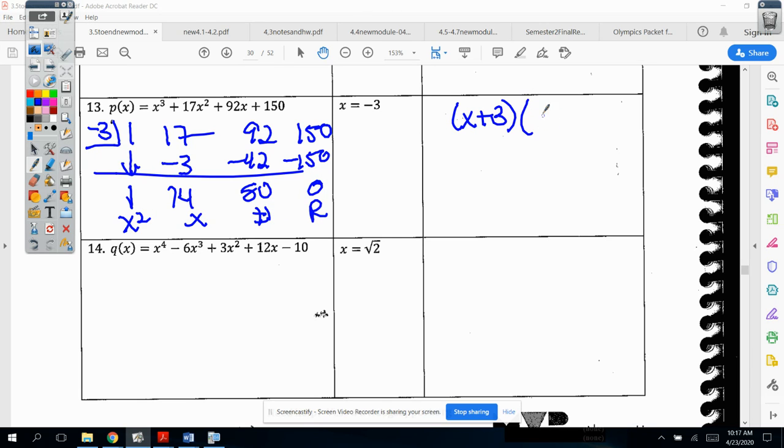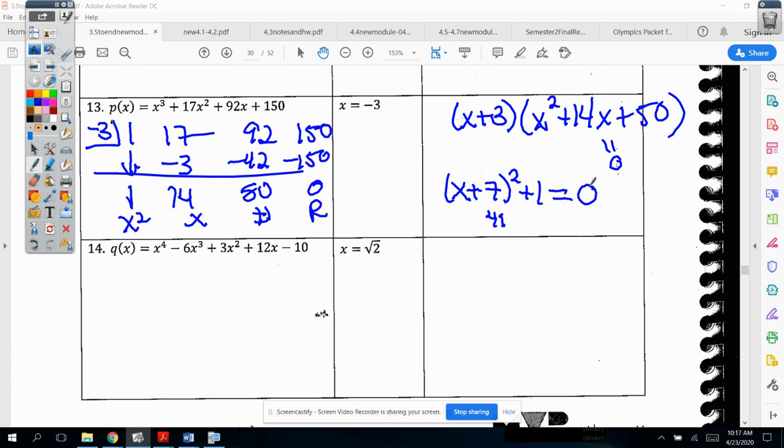And I don't know if this factors or not. x squared plus 14x plus 50. 25 and 2, 5 and 10. I don't think it does. So I do believe this is factored over the integers. So to find the last 2 zeros, you would have to set this factor equal to 0 and use the quadratic formula. Or I'm going to actually complete the square. x plus 7 squared is 49. I just need one more to get to 50.